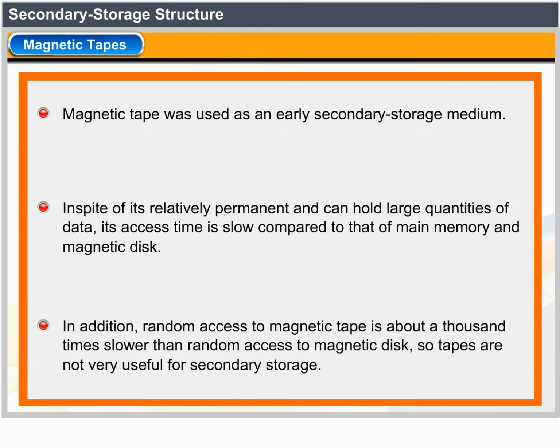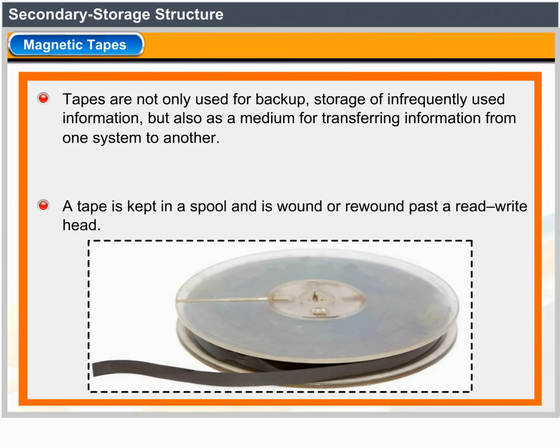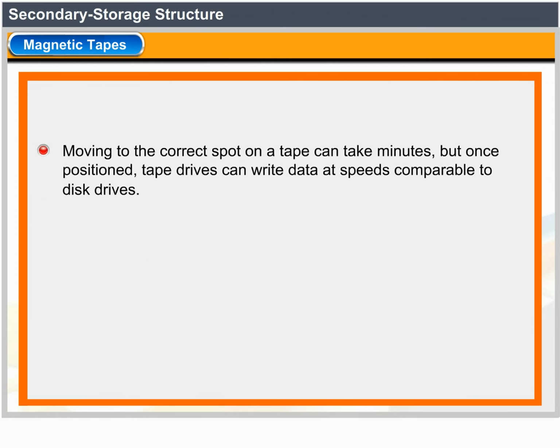Tapes are used mainly for backup, for storage of infrequently used information, and as a medium for transferring information from one system to another. A tape is kept in a spool and is wound or rewound past a read-write head. Moving to the correct spot on a tape can take minutes, but once positioned, tape drives can write data at speeds comparable to disk drives.